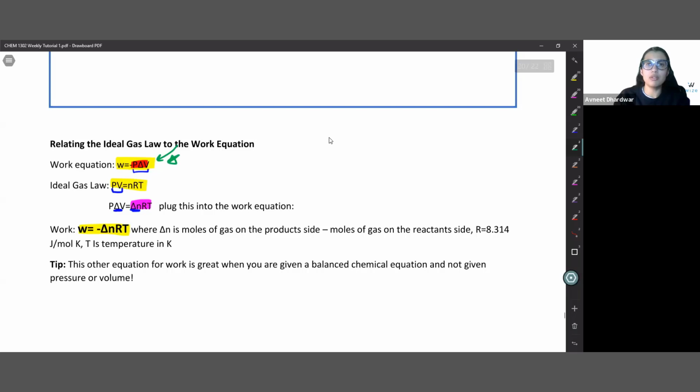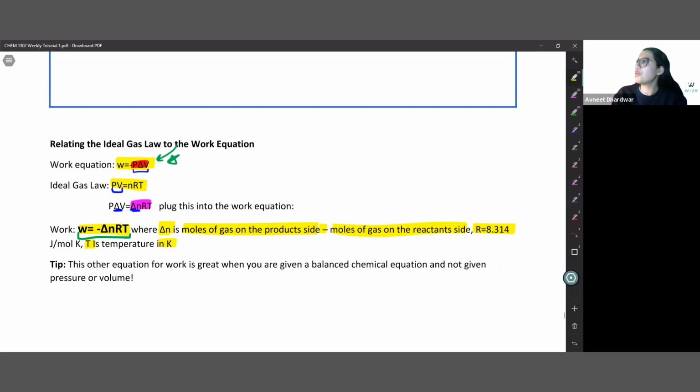But some problems are not going to give you a pressure and a change in volume. And so if you're asked to solve for work, you're going to be like, how do I do that without a pressure and a volume? In those cases, you're going to be able to use the second equation, where R is just your gas constant that we've seen many times. You're going to use 8.314. T is the temperature in Kelvin. And delta N is a little confusing, so don't forget this, but it's moles of gas on the product side minus moles of gas on the reactant side. So you're just interested in moles of gas.